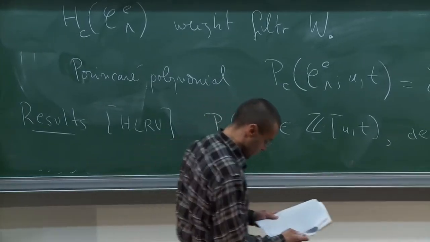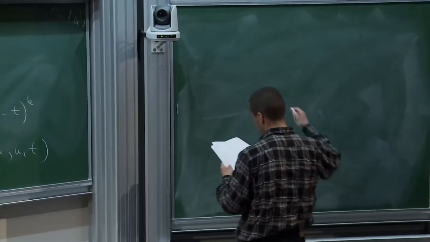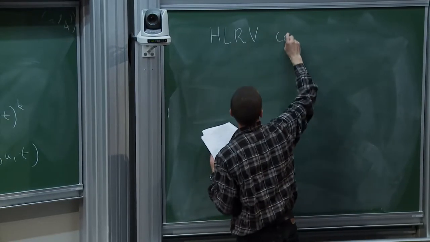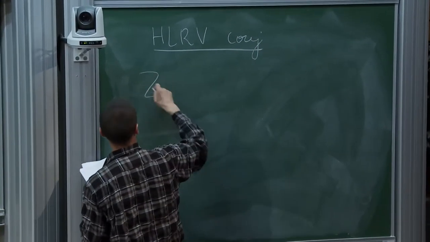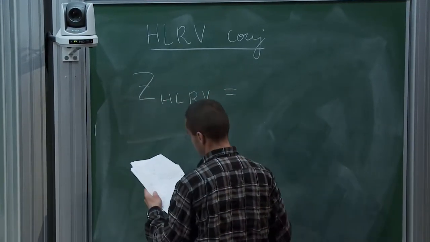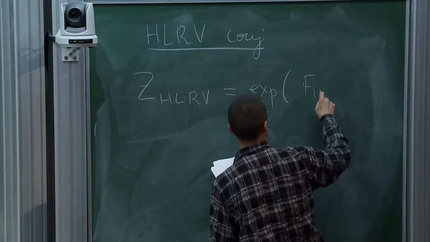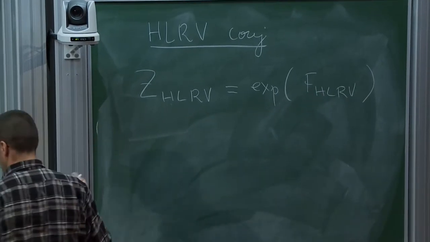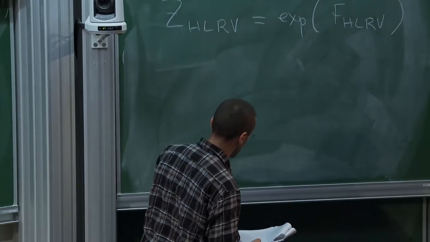And they wrote a beautiful formula, which I want to write down here and leave it on the blackboard for the rest of the talk. So this is the HLRV conjecture. It's written in a way that's very suggestive to a physicist. It's written like saying that the partition function of some system is the exponential of a free energy. Well, I'm using these names. They certainly did not use this terminology, but for a physicist, it's very natural.